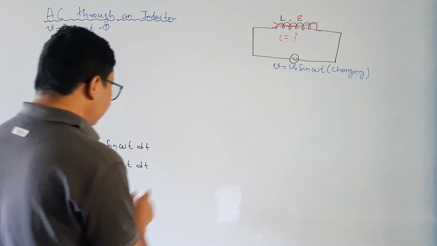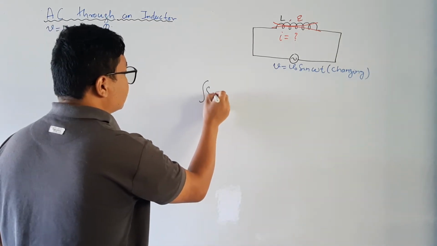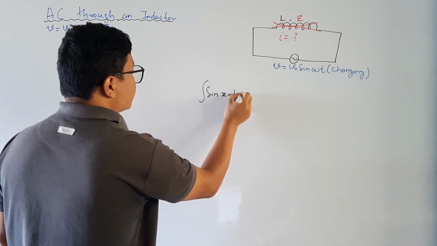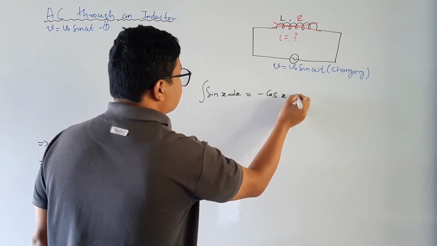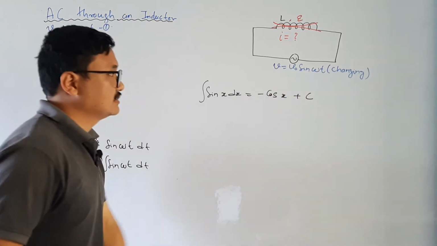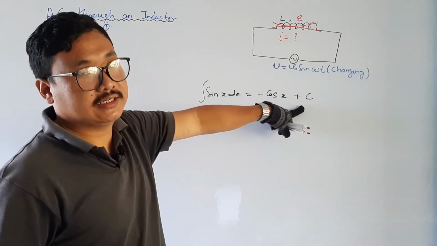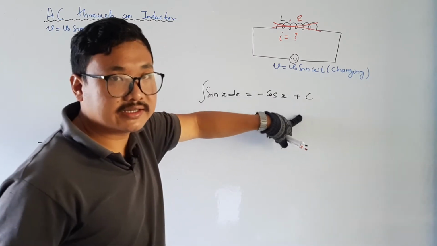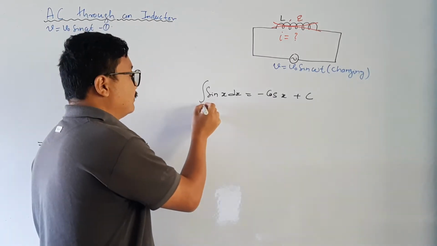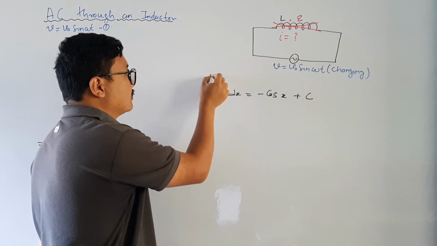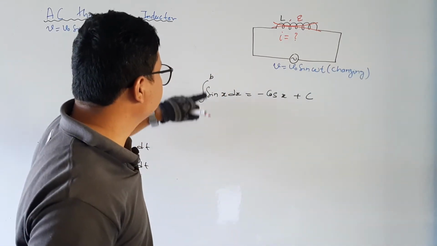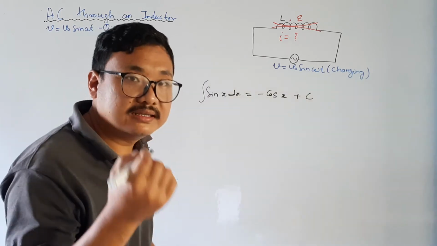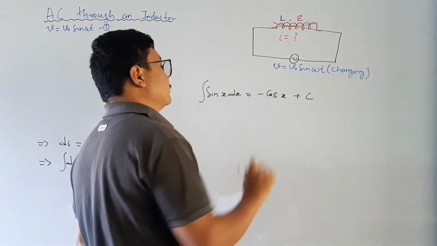So what is the integration of sine x dx? The integration of sine x dx is minus of cos x plus c. What is this c? This c is constant. Why is there a constant term? Because there is no limit. If it was a to b, then there would be no c. But this is an indefinite integral, that is, there are no limits, so there must be some c.